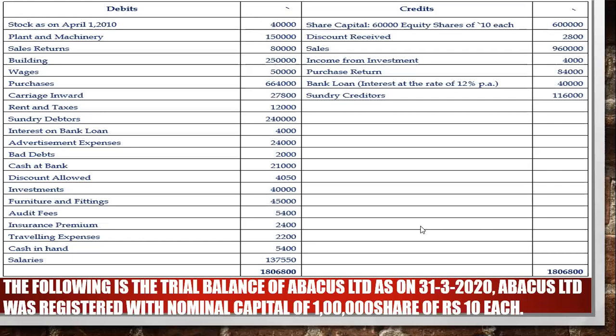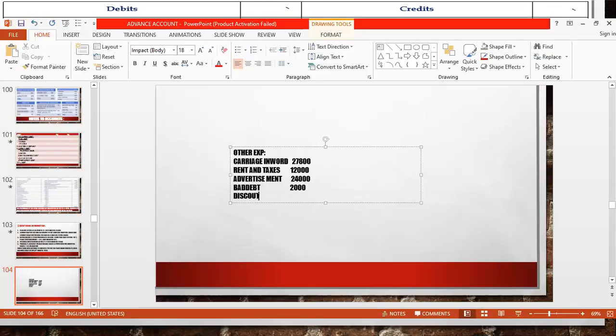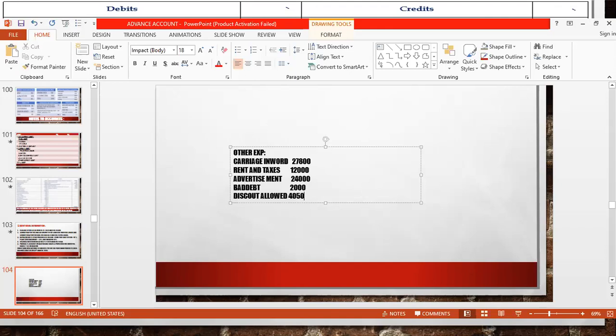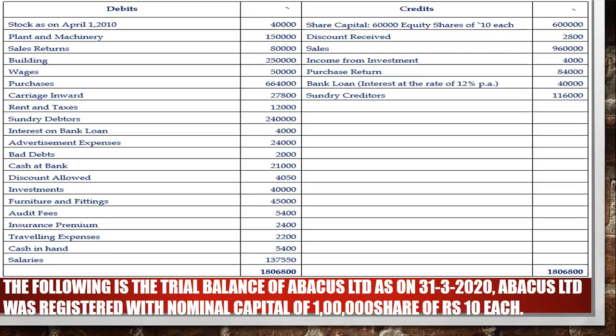Okay. Next is cash at bank. It will go to your asset side, cash and cash equivalent. As I told you, this is the discount allowed. You have to write discount out here only. How much discount have you allowed to your debtors? 4,050. Clear this one. Okay. Next is investment. It will go to your long-term investment on the asset side. After that, furniture and fitting we have done in tangible asset.